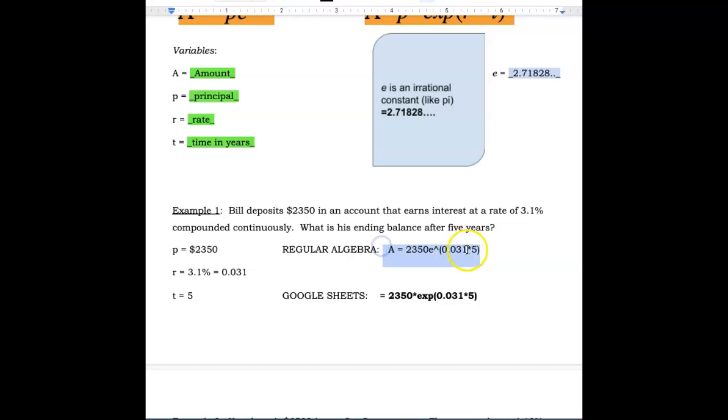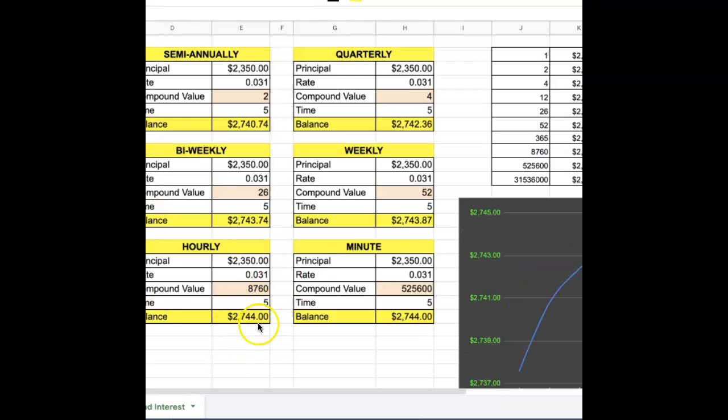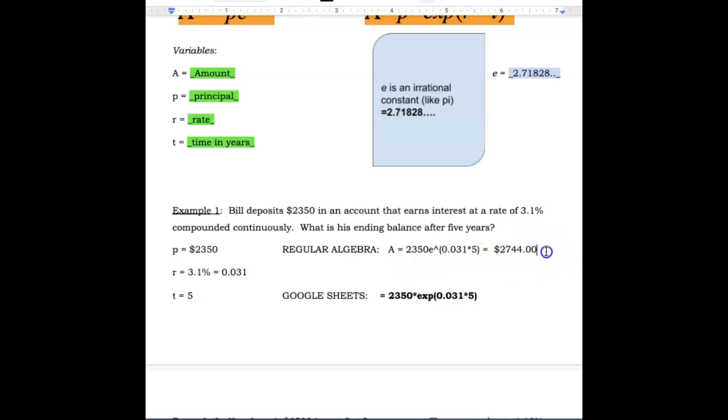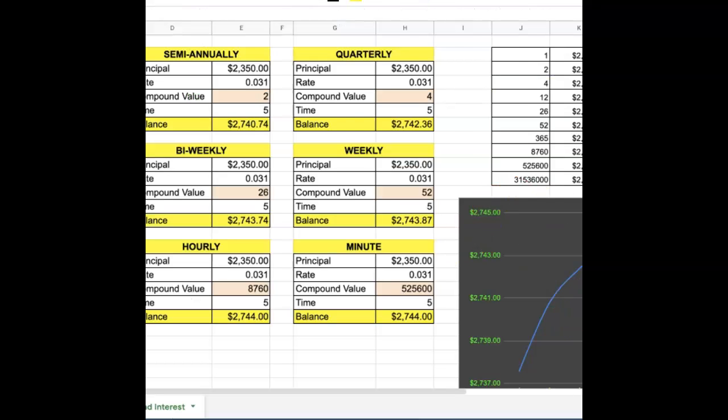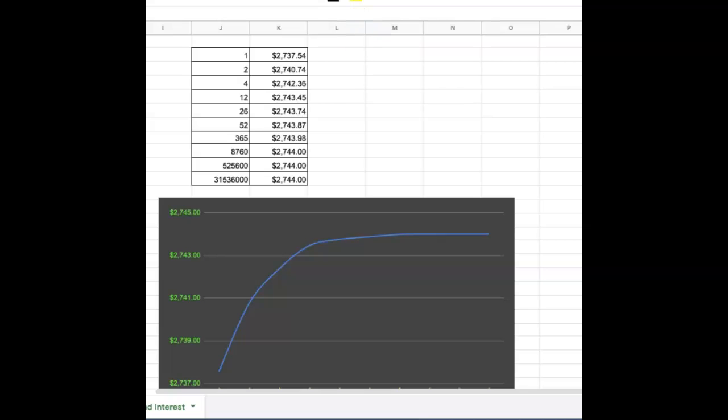When you type this into a regular calculator, it says 2743.99620. But if you notice, 996 is going to round off to 2744. And if we look back, that seems to be what happened when we reached our limit after hour, minute, second. It was just 2744. So now using this E, that seems to be the high limit that you can get to. You never get any higher because you reached this limit.